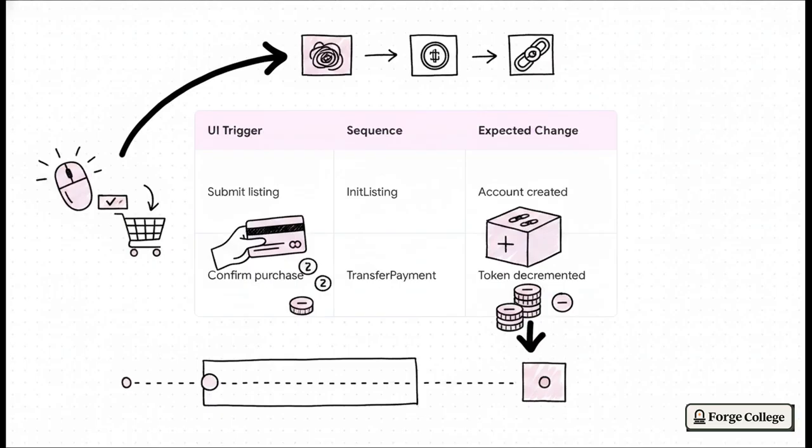Think about how a UI trigger, like clicking Submit Listing, needs to map directly to a specific Solana program instruction sequence. In that case, it'd be init listing moving right to set metadata. You have to note the expected state changes, like a new listing account created, and clarify the transaction boundaries. Actually, is it a single transaction, or is it a multi-step sequence? Having this mapped out leaves absolutely zero room for guesswork.